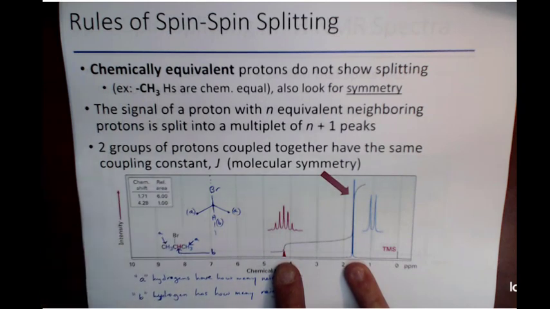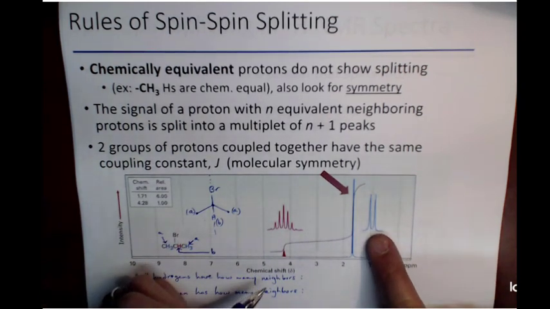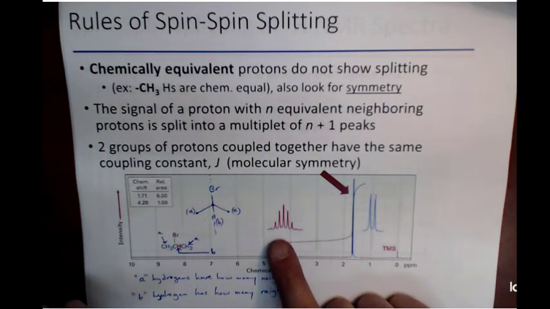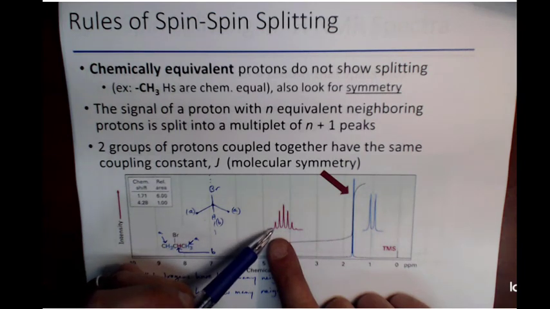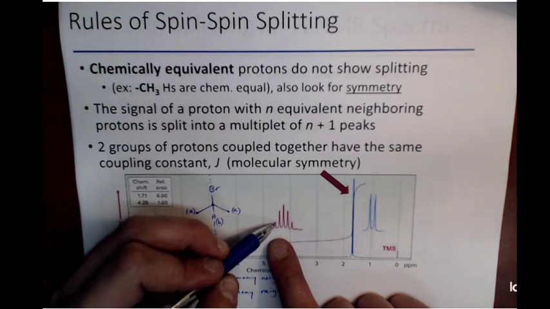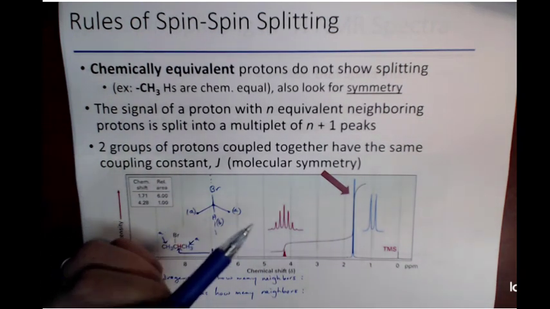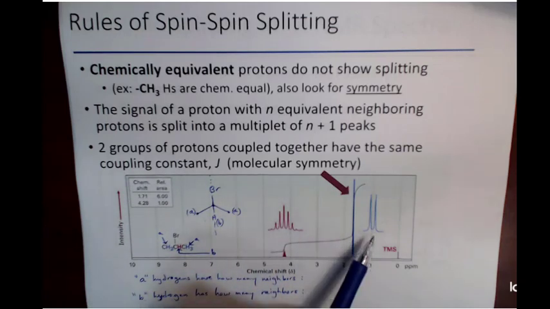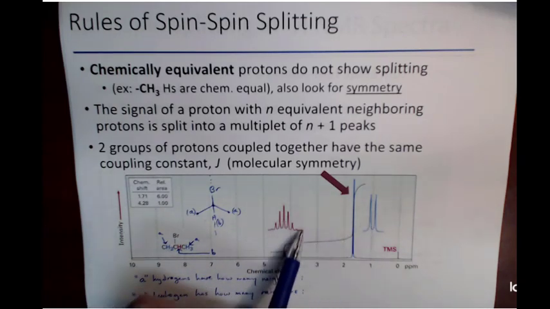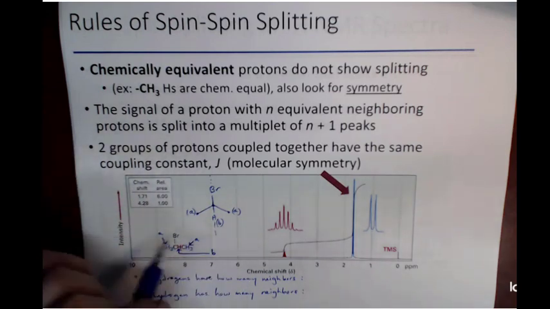All right, now you notice here we have a doublet, and then we also have what I want to call a quintet, but I'm pretty sure that is a septet. Wait, 1, 2, 3, 4, 5, 6, 7. Yeah, I'm pretty sure that's a septet. So why do we get 2 peaks here and then this 7-peak pattern here? Well, let's look at the neighbors.